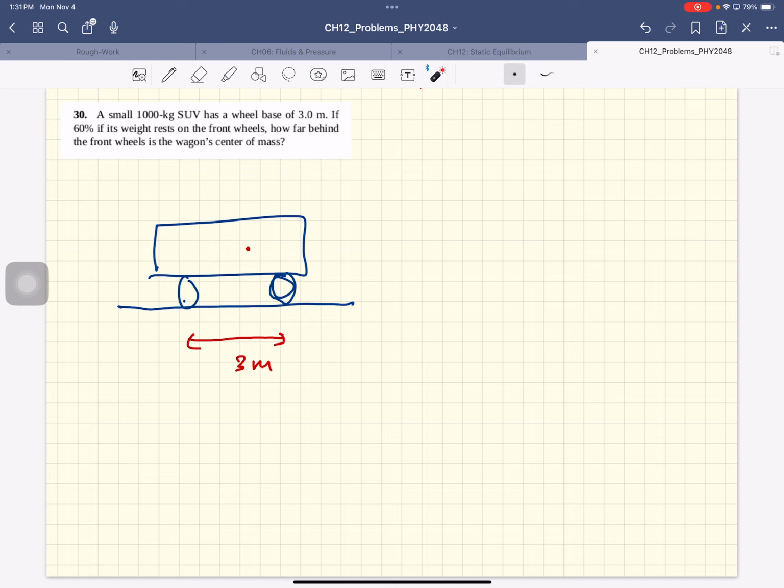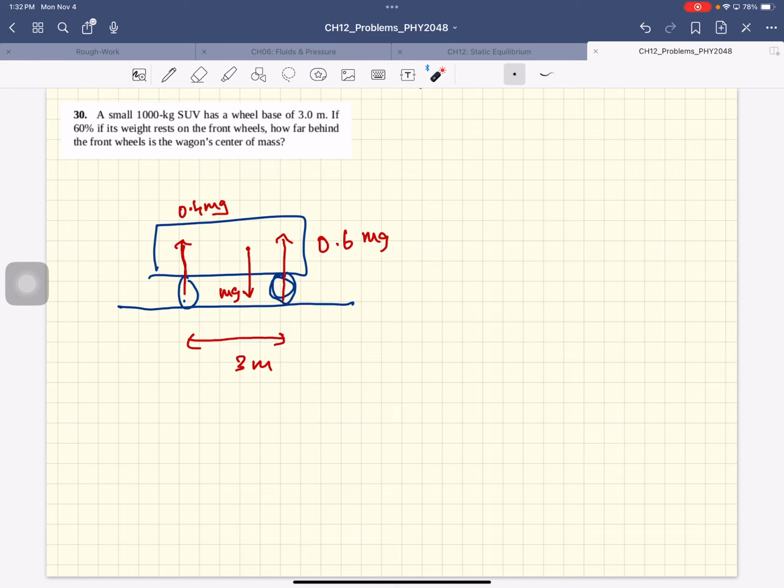60% of the weight rests on the front wheel. Okay, so this is 0.6 mg. There's mg. And this is 0.4 mg. And the way I found that is those are the only forces acting on this object. So here is mg acting, this is 0.6 mg. It's not moving, so the sum of these forces has to be 0. So that plus that cancels that.